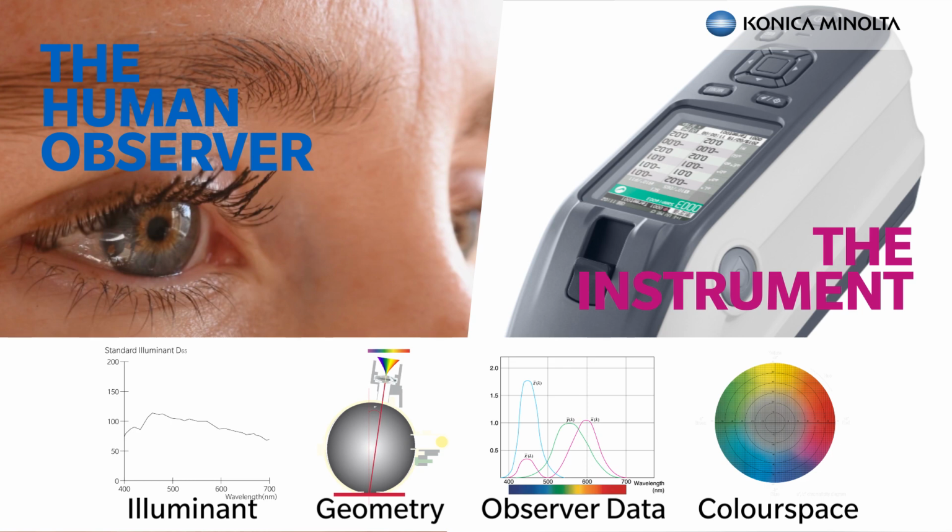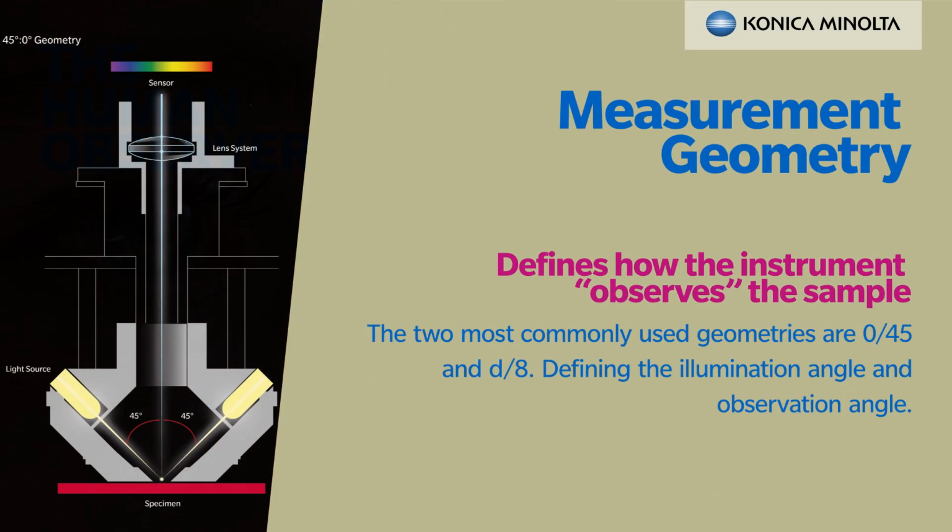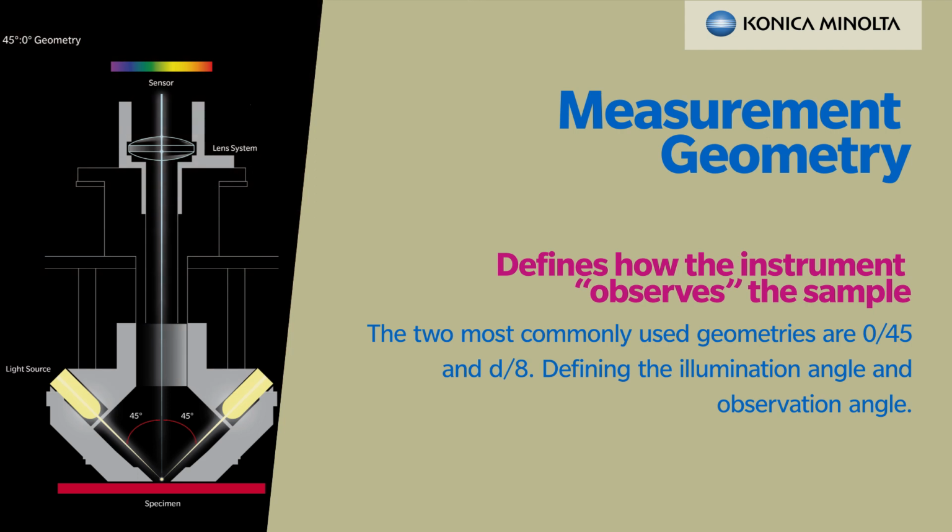To be able to properly interpret and reproduce colour data values, you need to know the geometry of the measuring instrument. A measurement geometry is described by two values, the angle of illumination and the angle of observation. Both angles are calculated relative to the normal of the sample. Different industries and applications may prescribe different geometries. There are two dominant geometries used in colour measurement.